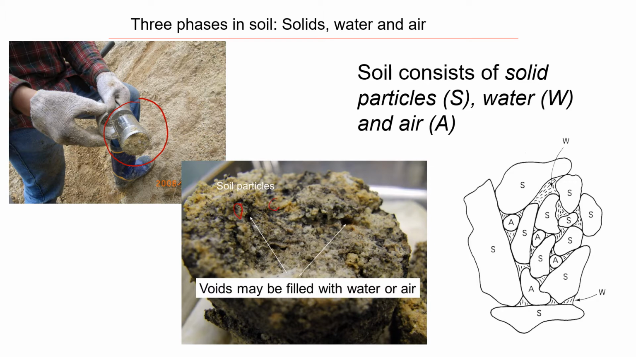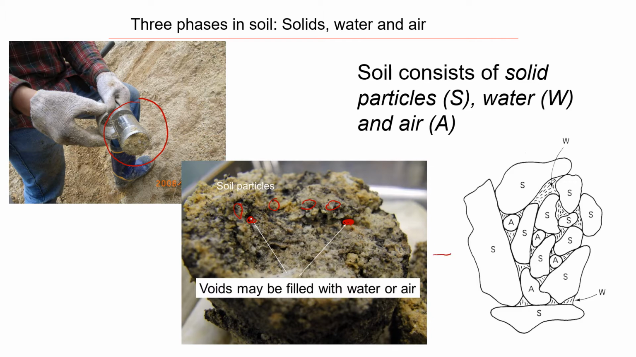particles, which will make the matrix, and there will be a space in between those particles, what we call voids. Like we have seen, this is void, this is void. These voids can be filled with water, or they can be just empty or filled with air.